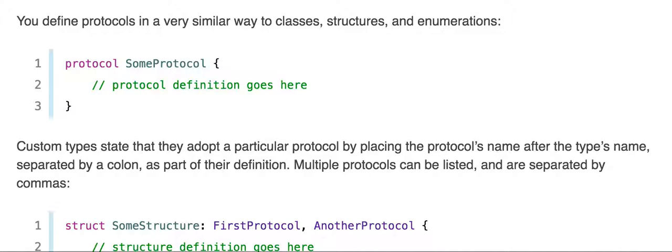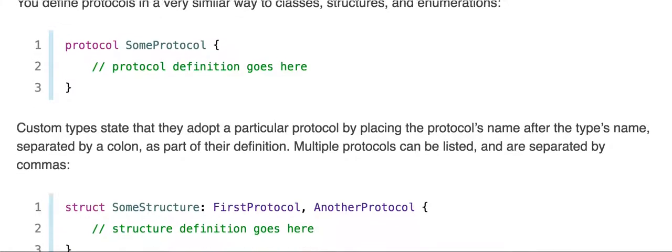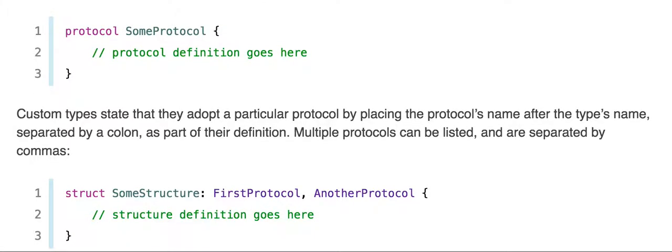Protocol syntax. You define protocols in a very similar way to classes, structures, and enumerations. You just say protocol SomeProtocol, and in curly braces put the definition of the protocol. Custom types state that they adopt a particular protocol by placing the protocol's name after the type's name, separated by a colon as part of the definition. Multiple protocols can be listed and are separated by commas.